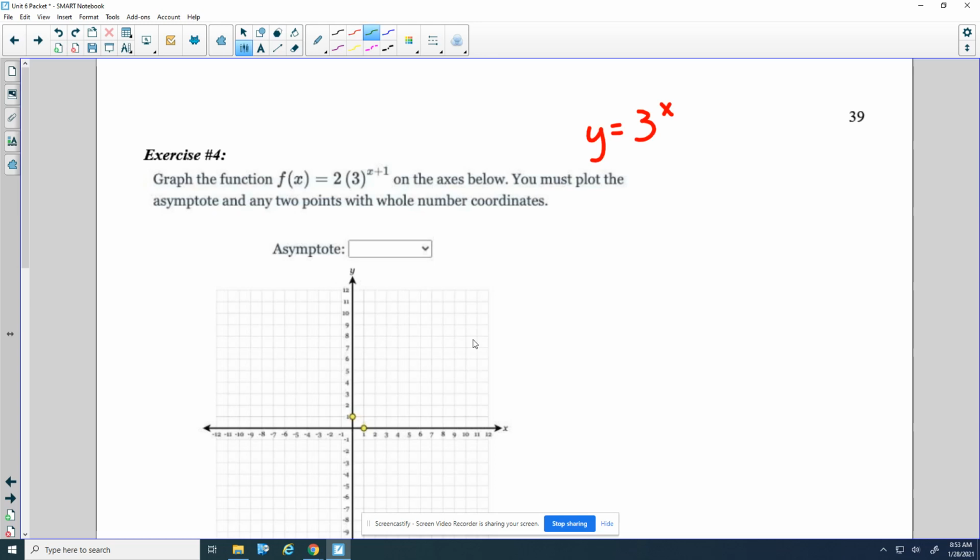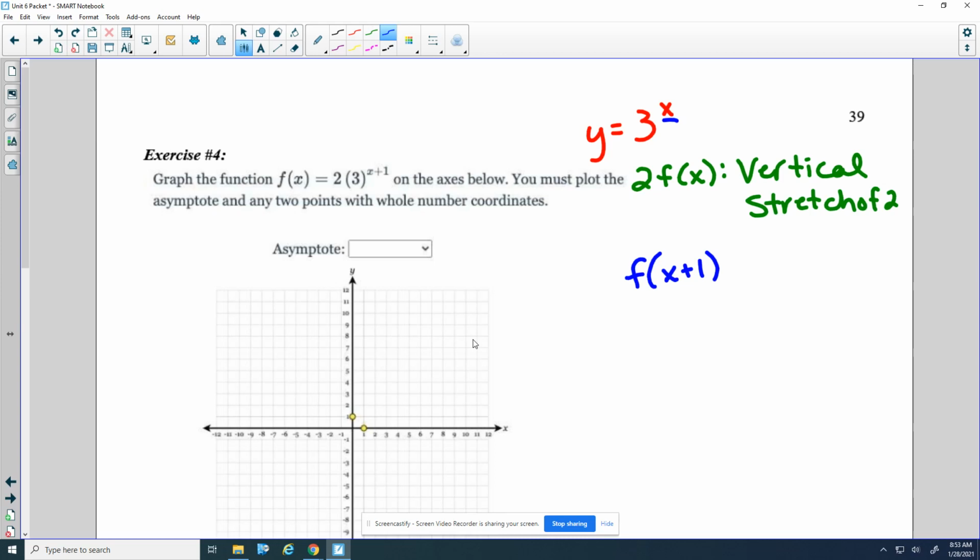So transformations I see, there's a 2 multiplied on the outside there. So that 2 f of x is a vertical stretch of 2. And then we have f of x plus 1 because the exponent changed to x plus 1. So that is left 1. So we should expect those things. We should expect a little bit more of a stretched out graph vertically, and then we should expect it to be shifted over. So we're going to go over to Desmos now and graph that.